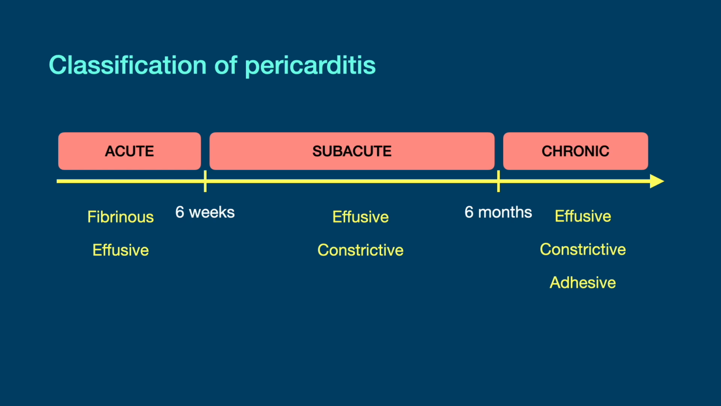Subacute pericarditis, which occurs between 6 weeks to 6 months, and this is usually effusive in nature. Constrictive pericarditis also can occur as a subacute form. And finally, we have chronic pericarditis, which takes place at more than 6 months. The features are usually constrictive, effusive, or adhesive, which is non-constrictive in nature.